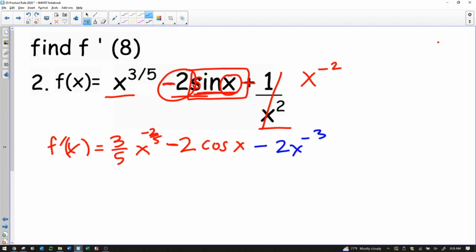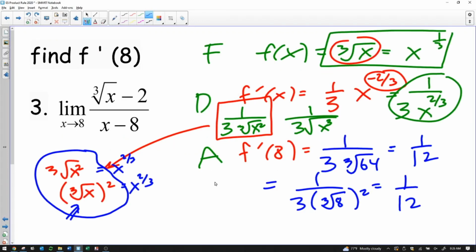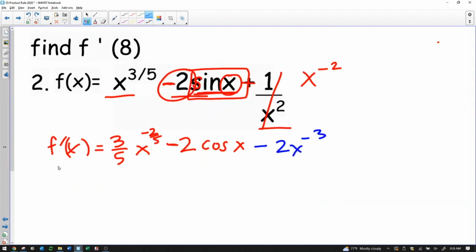Did you get it? Okay, so this is taking the derivative of 3 separate problems, but it was just one problem. Oops, no, sorry, we need to plug in 8. So let's go ahead and plug in 8 here. Everywhere there's an x, you're going to plug in 8.